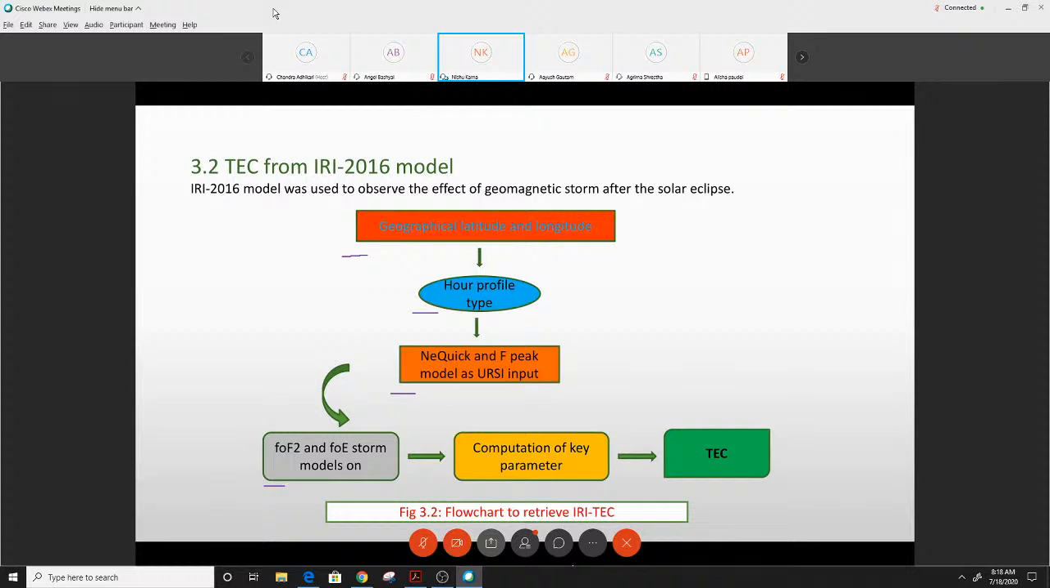And this is the only reason we are comparing the IRI TEC with GPS TEC, because there is no point to compare it for the eclipse effect as IRI is not effective for it. Then the TEC is measured. So this is the methodology to obtain TEC from GPS and the IRI 2016 model. So let's move to the results.